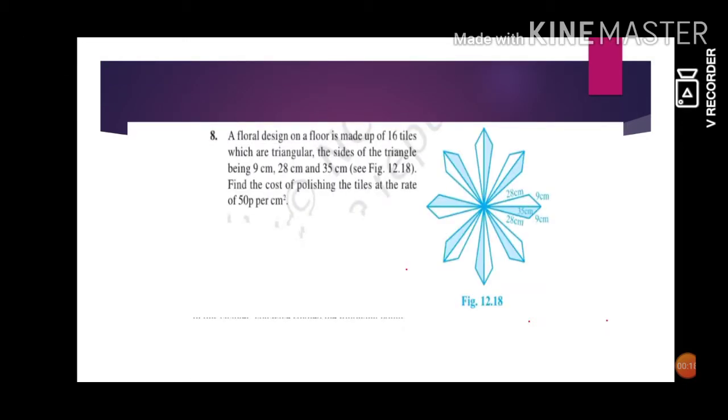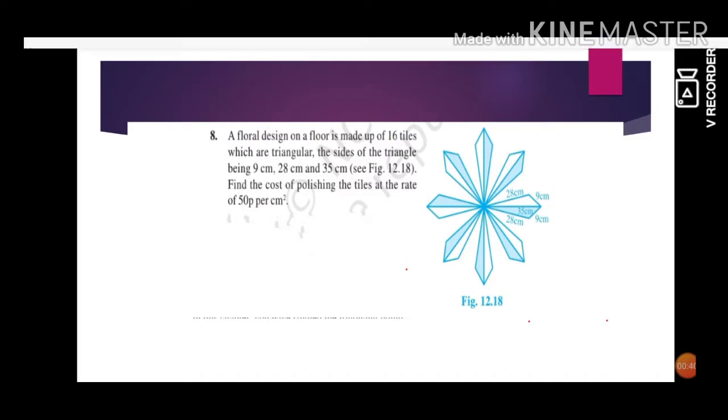Question number 8 says, a floral design on a floor is made up of 16 tiles which are triangular. The sides of the triangle being 9 cm, 28 cm and 35 cm. Find the cost of polishing the tiles at the rate of 50 paise per centimeter square.